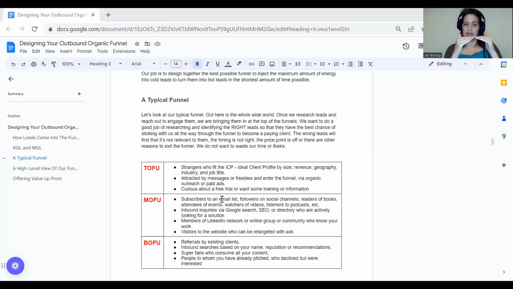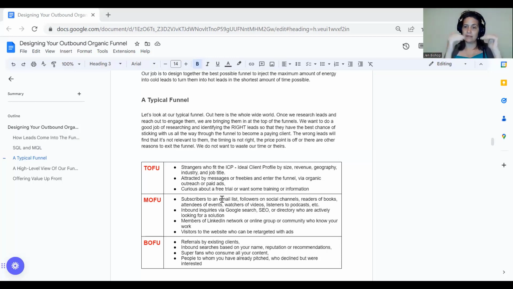So at the top of the funnel, this is where we research strangers who fit our ICP, our ideal client profile. So we research them by size, revenue, geography, industry, job title. Then we broadcast a message to them and we offer them something free or of value so that they will enter our funnel. Now, we can do this via organic outreach, which is what we do, so LinkedIn and cold email. You can do it via paid ads. This is top of the funnel.